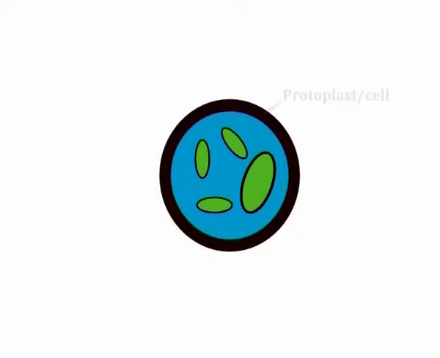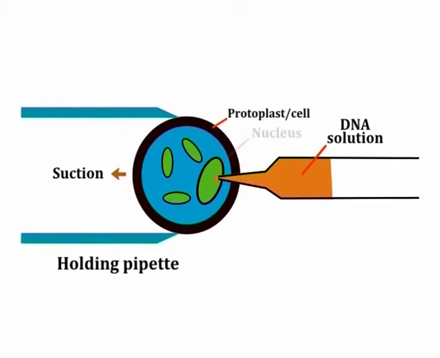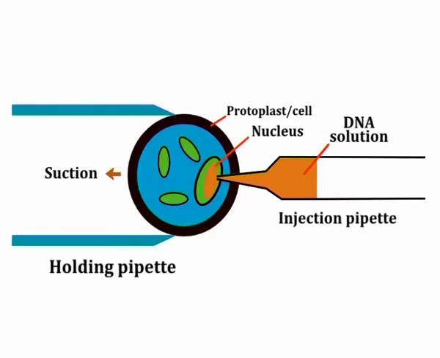The protoplasts or the cells are first immobilized either in agarose or on glass slides coated with polylysine or by holding them under the suction of a micropipette before injecting the DNA solution. A specially designed micromanipulator is usually employed for microinjecting the protoplasts. The protoplasts are held by a holding pipette and DNA solution is injected into the nucleus by using an injection pipette. The micro-injected protoplasts are then cultured using the hanging droplet culture method.